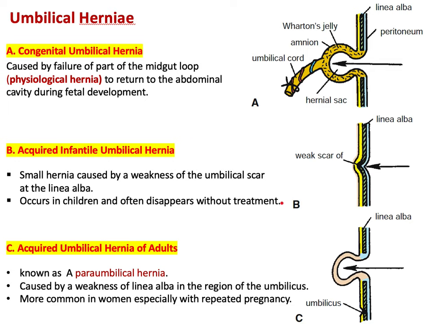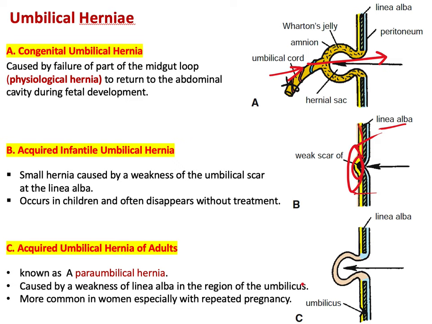Here, guys, just roughly, we'll know that we have different types of umbilical hernia. We have congenital umbilical hernia, which is caused by failure of parts of the midgut loops to return back to the abdominal cavity during fetal development. Also, we have acquired infantile umbilical hernia, a small hernia, as you see here, guys, caused by weakness of the umbilical scar at the middle of the abdominal wall at the linea alba, right? So this usually occurs in children and disappears without any treatment. They used to put a kind of piece of coin here previously, but it disappears usually without any treatment.